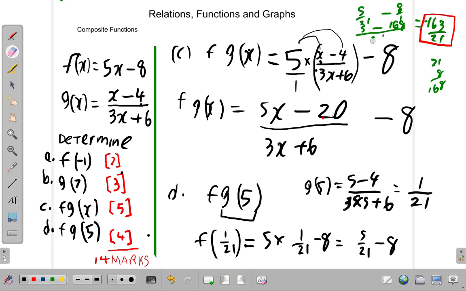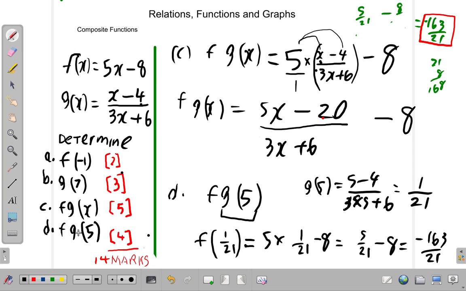Alright, look back up here. What we had calculated to get our negative 163 over 21 was 5 over 21 minus 8, the same thing as this. So that tells me that when you work it out, you will get negative 163 over 21. Right? So it's the same thing.